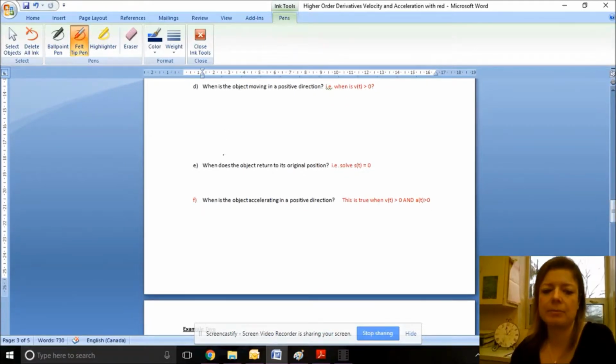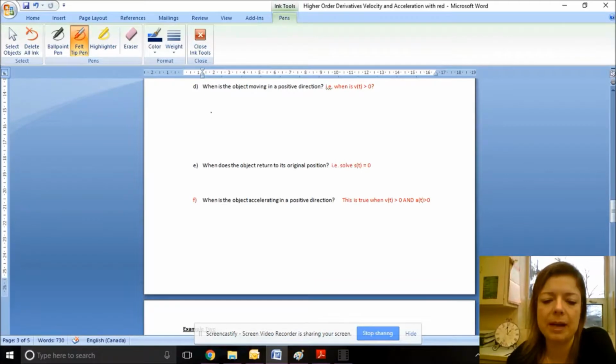When is the object moving in a positive direction? Part C was asking at a specific point, but now it wants to know all the times when velocity is positive. That's when it's moving in a positive direction. This is also asking when the slope of the tangent is positive. So we take our 12t minus 3t squared, and we want to solve the inequality for when it's greater than 0.